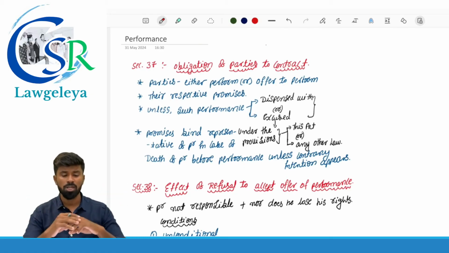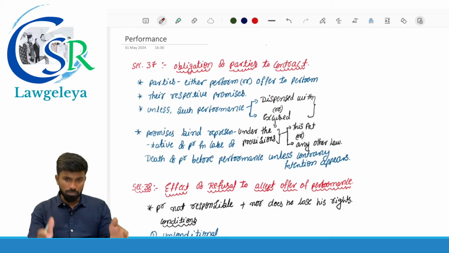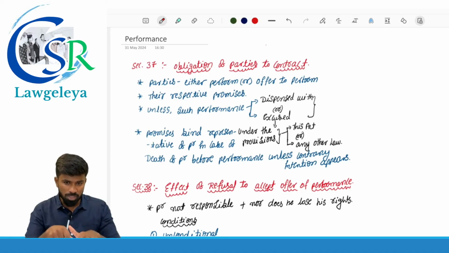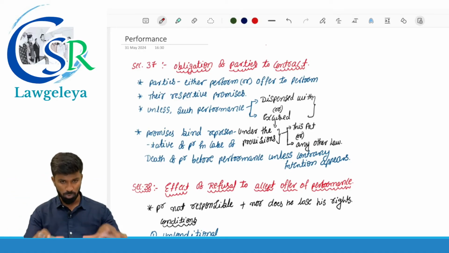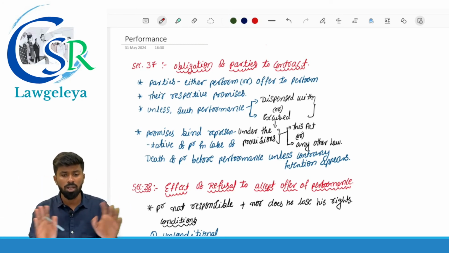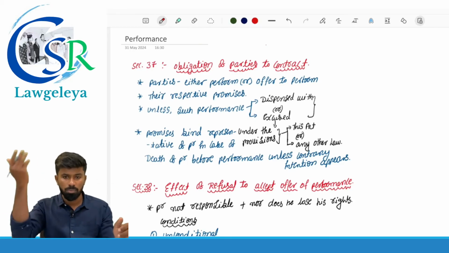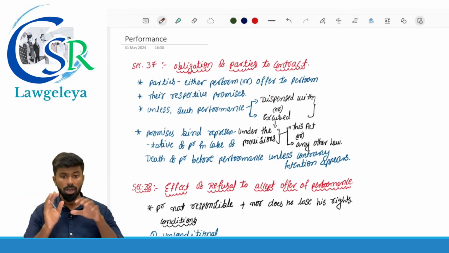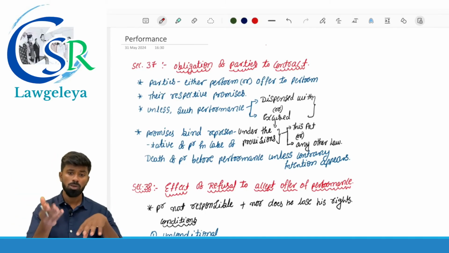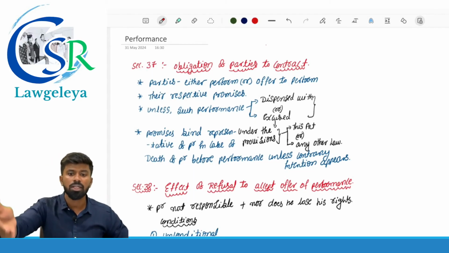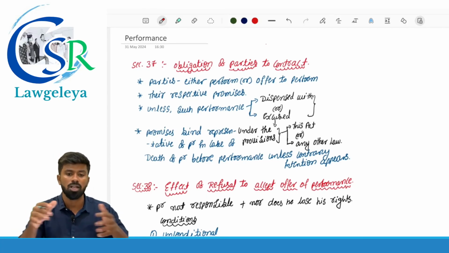Section number 37 provides that the parties to the contract shall either perform or offer to perform their respective promises unless the performance of such promise is dispensed with or excused under the provisions of this act or any other law. It just provides that it is the obligation of the parties. You should perform or offer to perform your respective promises unless the performance is excused either by the existing law or by the contract or by any other law. And the promises made in the contract also bind the representative of the promisor in case of his death, unless a contrary intention appears in the contract or anything else is agreed in the contract.